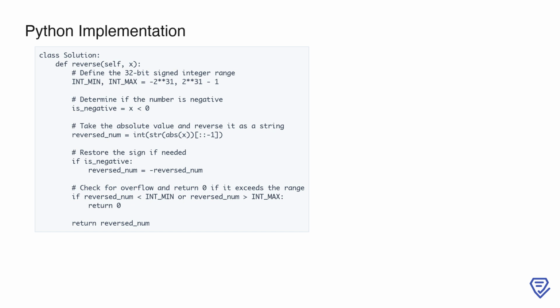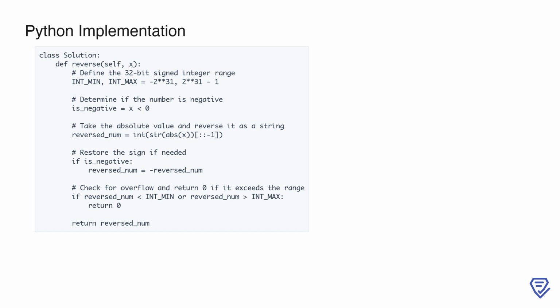The absolute value of x is then converted to a string, reversed using slicing, [::-1], and converted back to an integer. This effectively reverses the digits of the number. For example, if x is 123, the string conversion and reversal process would transform it into 321. If the input number was originally negative, as indicated by the is_negative flag, the reversed number is converted back to a negative by multiplying it by -1. This step restores the correct sign to the reversed integer.